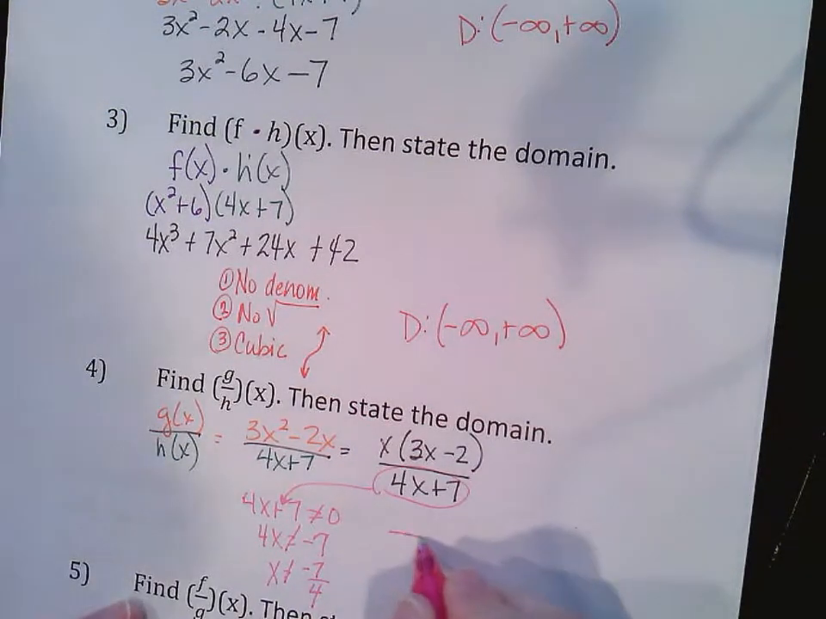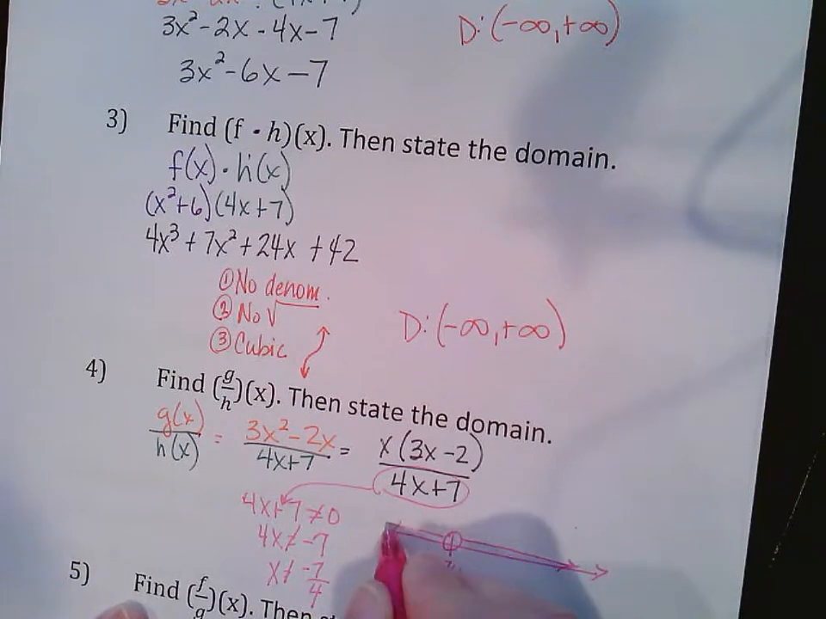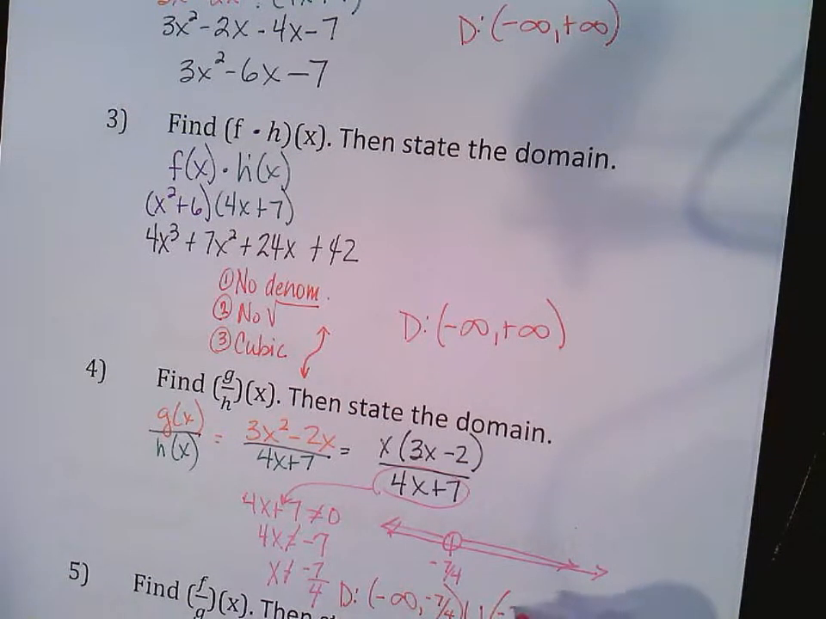And I always show my class what that looks like on a number line. So what that means is negative 7/4 cannot be the answer, but it can be everything else on either side. So that means that my domain is going to be negative infinity up to negative 7/4 with the parentheses because we're not including it. And then we're going to go from negative 7/4, not including it, out to positive infinity. And that's our domain.